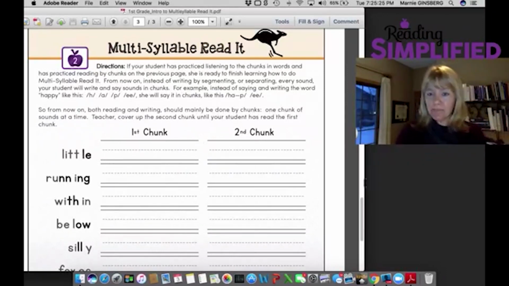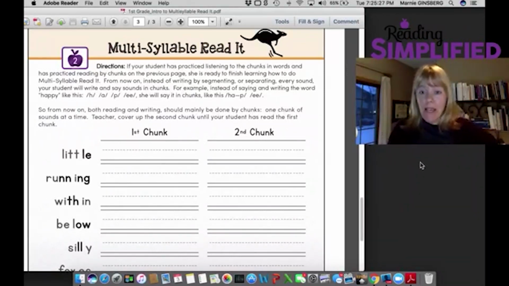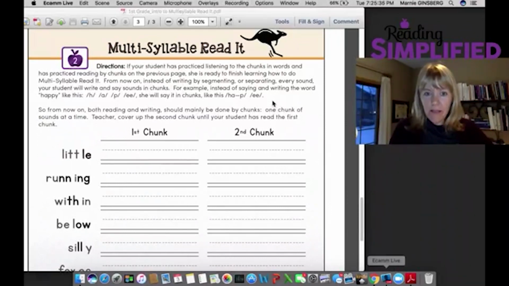Does that make sense? Leah asks a brilliant question. Perfect question, Leah. Let's see here. She is asking, how do they know how to chunk the words?